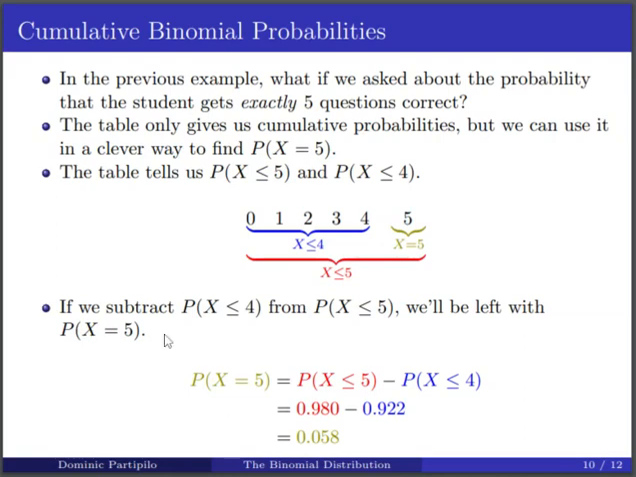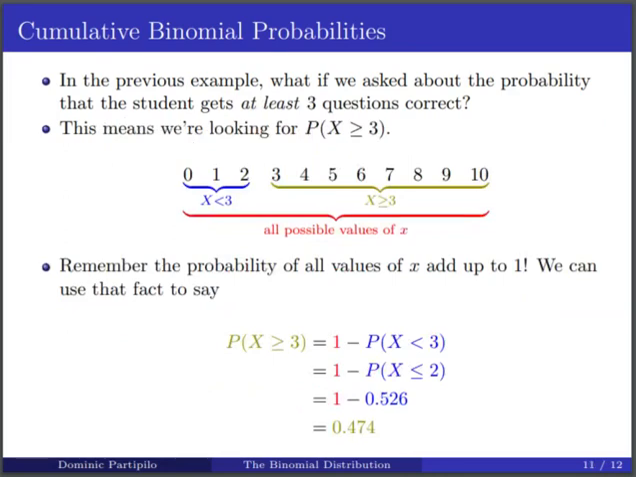And that's how we get this. So the probability that X is equal to 5 is this red piece minus this blue piece. And remember, we looked up the red piece on the table and determined that that was 0.98. And then if we were to also look up the blue piece on the table, we would be left with 0.922. So the probability that the student would get exactly 5 questions correct by randomly guessing would be 0.058. So that's how we find those point-wise probabilities using the cumulative binomial probabilities table.